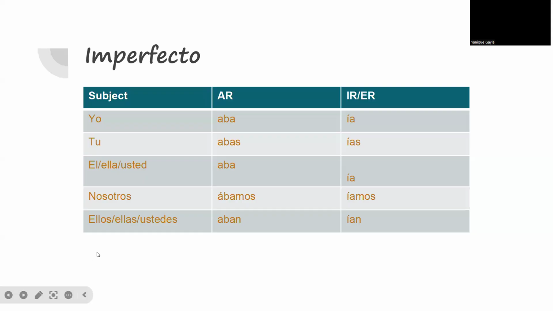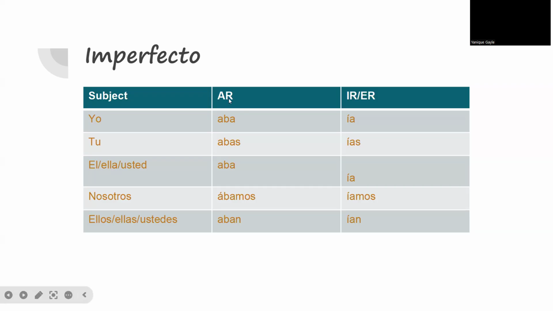So what is the imperfect tense in Spanish? It's repetitive actions in the past that you did over and over. So let's say we're talking about something that we did when we were a child. That is considered the imperfect tense because we did it over and over and over throughout a period of time in the past.